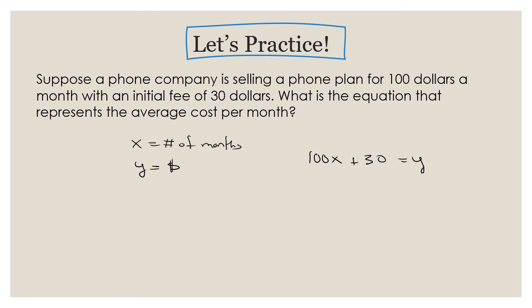But the question is, what is an equation that represents the average cost per month? So the average is however much you've paid divided by how many months it's been. So it's this equation divided by x. This right here is a rational equation representing this situation.